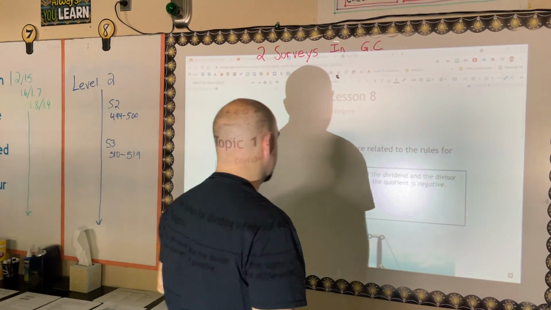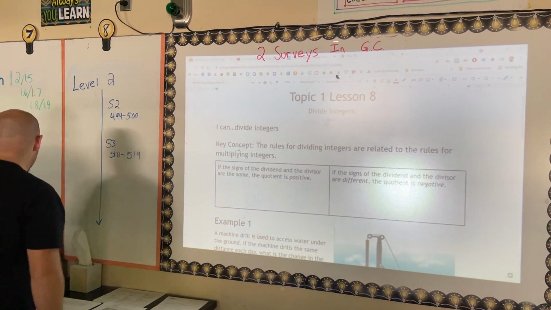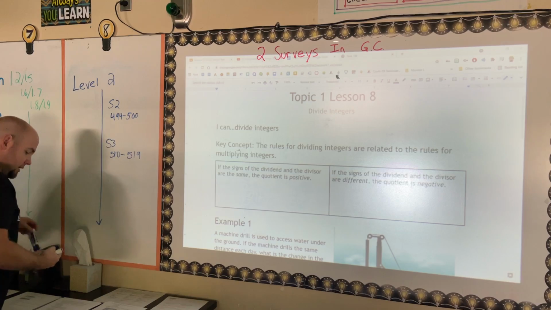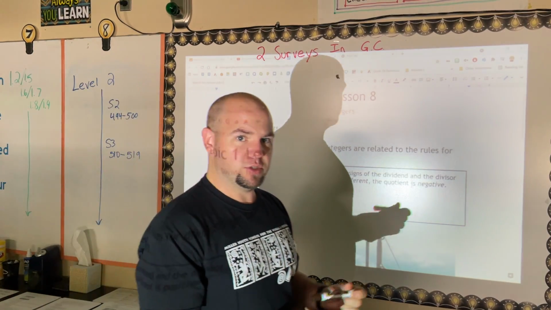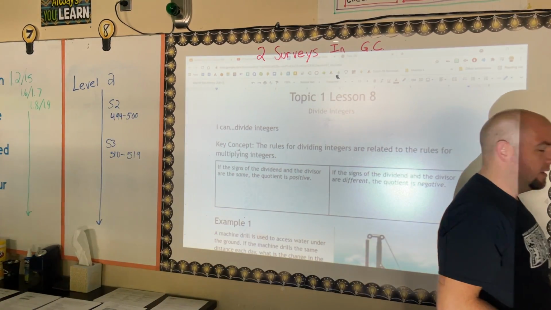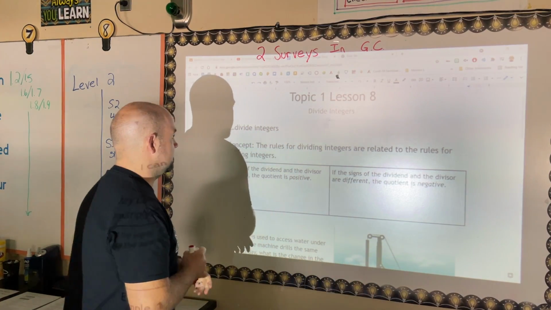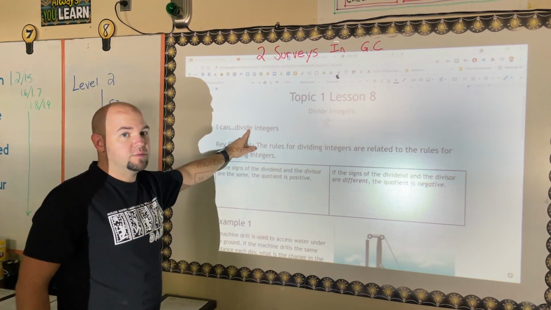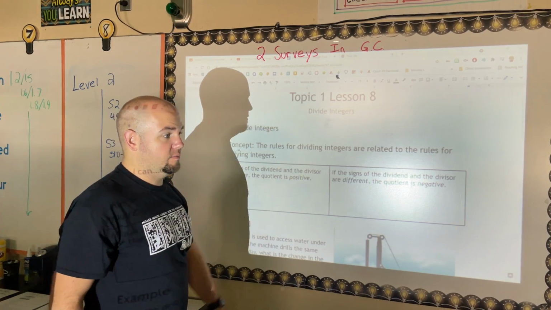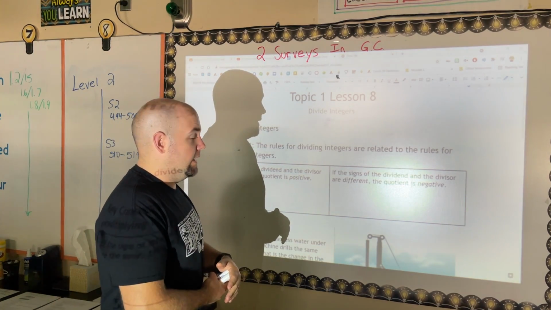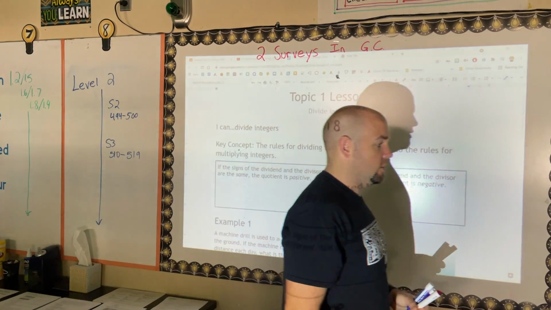Hey, working on 1.8 right now. We're going to look at how we divide integers. So if we have integers that we're dividing, what do we do then? There are some more rules that we're going to follow, kind of similar to multiplying, and there's a way to get them so that we can multiply with them. So we're looking at just the signs to start with.